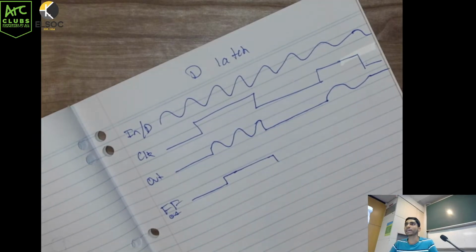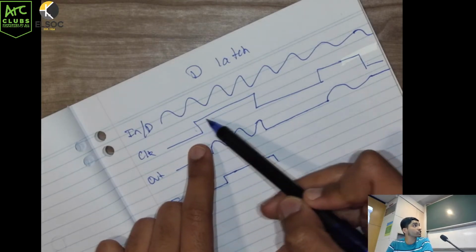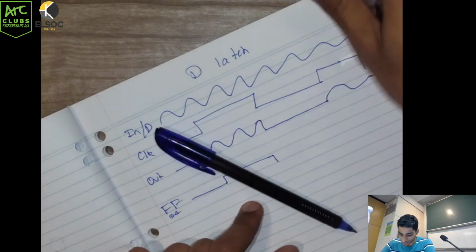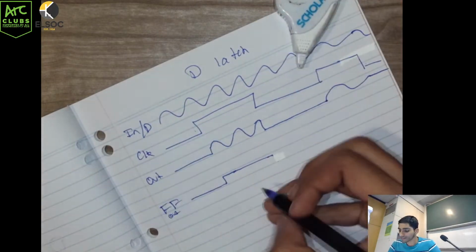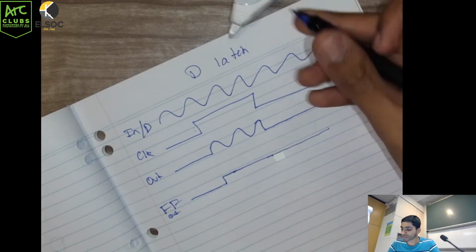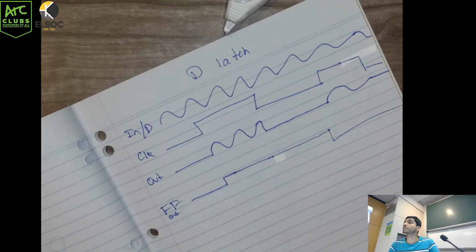For argument's sake, let's make a positive edge triggered flip-flop, which means whenever the clock has a positive edge, it remembers the value. So in that case, it encountered a positive edge here, the value was high, so it remembers that until the next positive edge. At this positive edge, the value was low, so it goes down low and it remembers that instead.